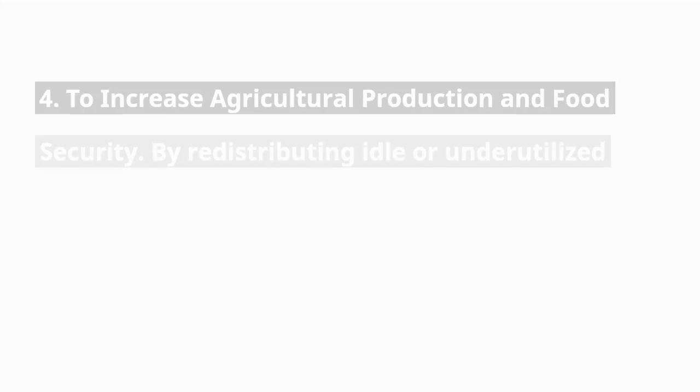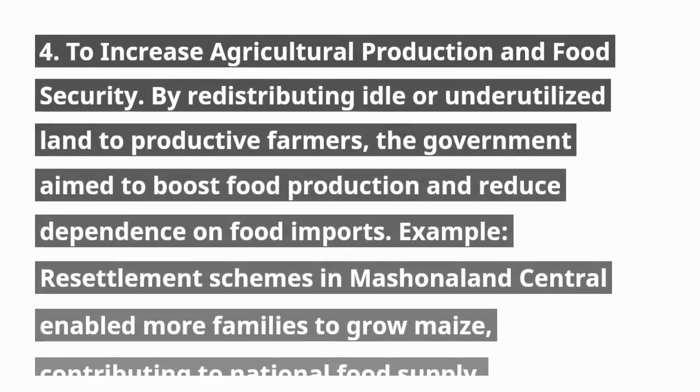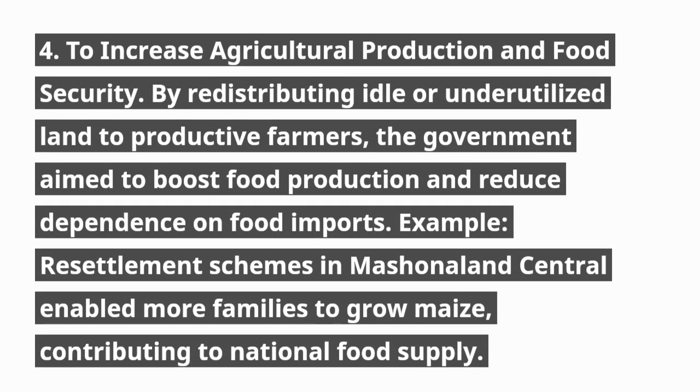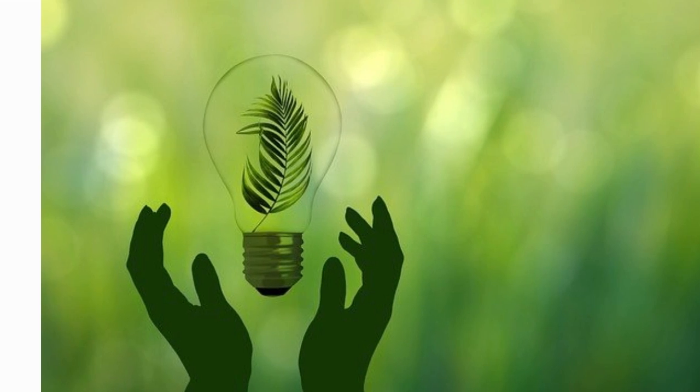4. To increase agricultural production and food security. By redistributing idle or underutilized land to productive farmers, the government aimed to boost food production and reduce dependence on food imports. Example: resettlement schemes in Mashonaland Central enabled more families to grow maize, contributing to national food supply.